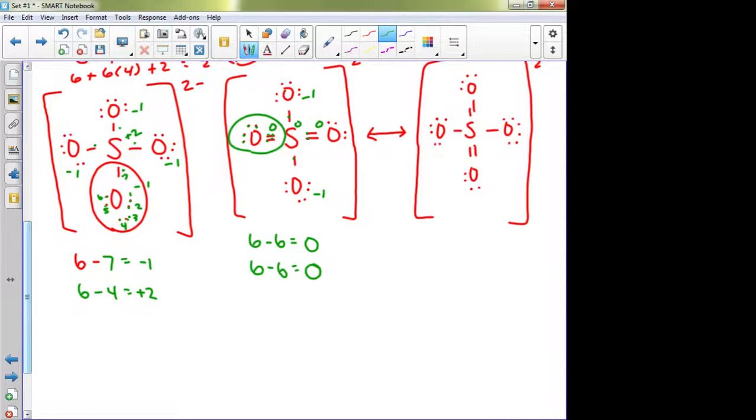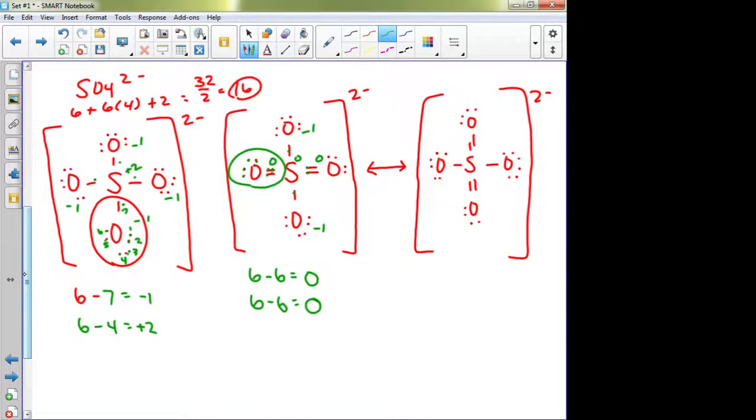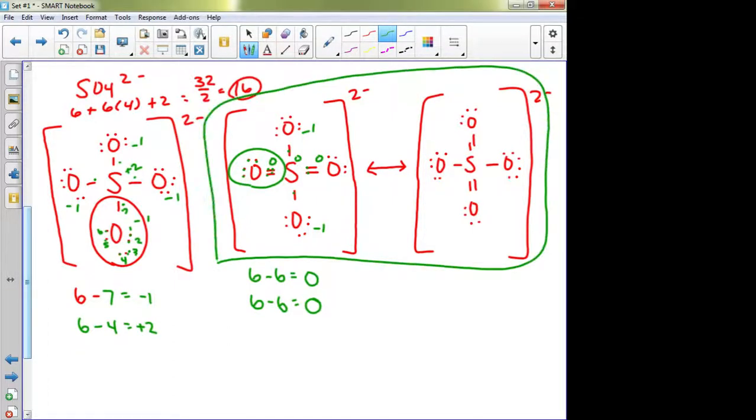So which drawing is more plausible? I assume it's going to be the double bond. They are both possible, but what did we say that we want the formal charges to be? As close to what as possible? 0. Which one of these drawings has more 0 formal charges in it? The second one. So these would be the most plausible drawing, not this one.